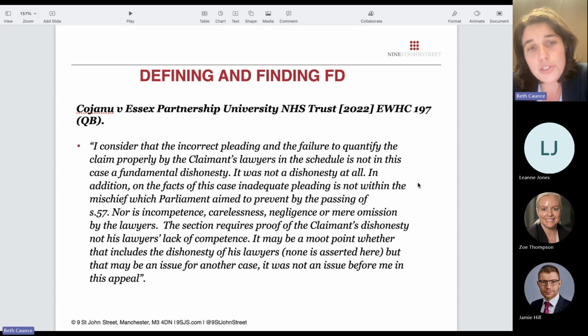And what was said was that the incorrect pleading, the failure to quantify the claim properly, is not something that amounts to fundamental dishonesty, but actually it wasn't dishonesty at all. It was an example perhaps of incompetence, of carelessness, of omission by the claimant solicitors. It may be, he said, a moot point whether that includes the dishonesty of the lawyers. That wasn't something he determined, but it did not go, he said, to the claimant's honesty.